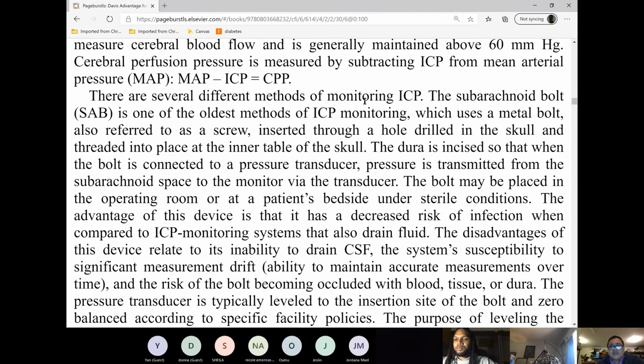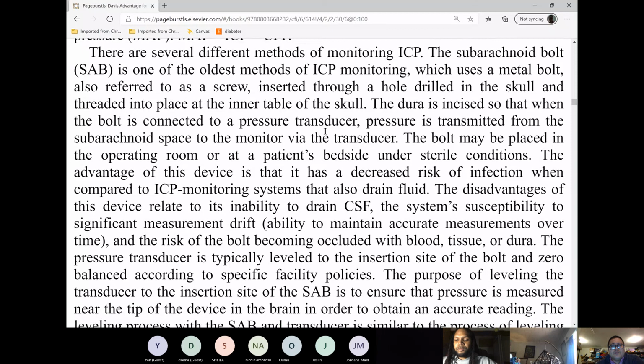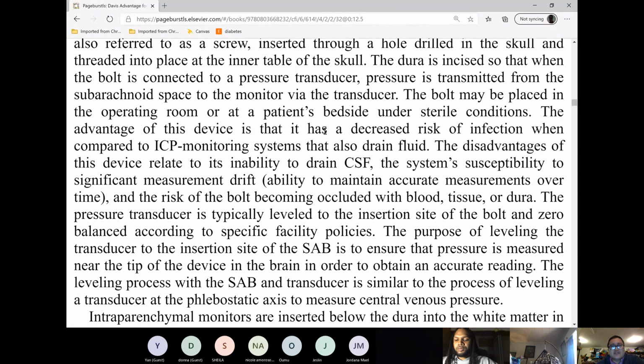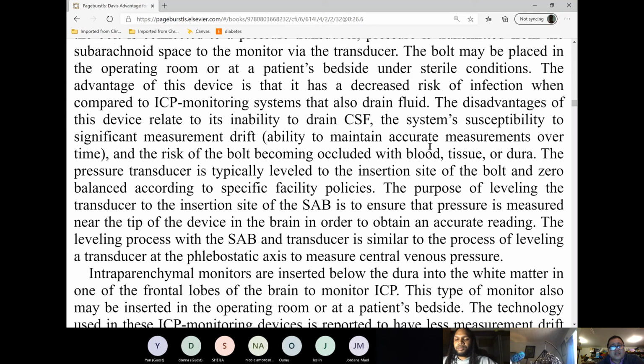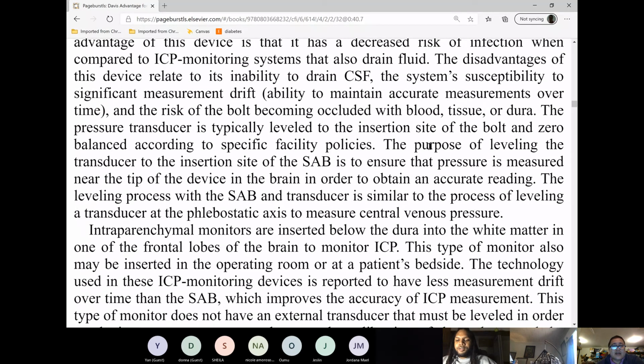So these are the several methods of monitoring ICP. We have the subarachnoid bolt, but like I said, the most advantageous method is the intraventricular catheter, because the catheter will not only allow you to monitor ICP, but it can also help you drain CSF. Meaning, can you lower ICP by draining some of the CSF? Yes. Okay, so it has two advantages.